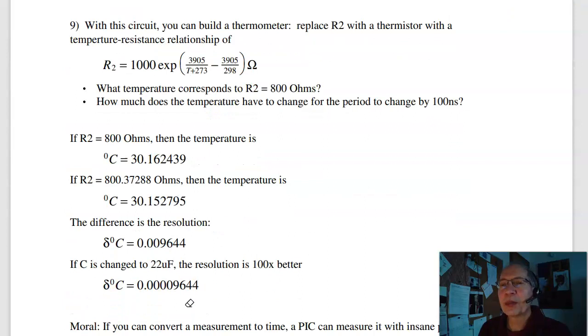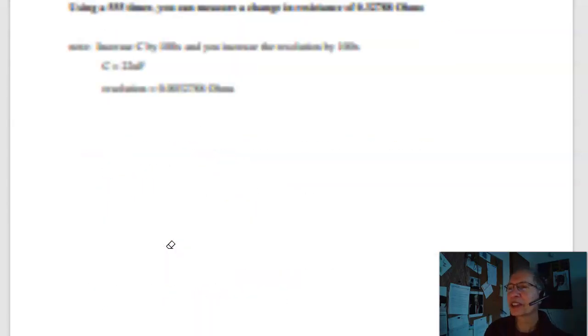The final problem is suppose R2 is a thermistor. If I can go from 800 to 803 ohms, that's the smallest change in resistance I can see. The corresponding temperatures go from 30.16 to 30.15 degrees Celsius. The difference in temperature is my resolution. So the difference is, let's see, 0.009 degrees Celsius. If I made the capacitor bigger, I'd actually have a resolution of 0.00009 degrees Celsius. Really impressive. So that's homework set number 1.